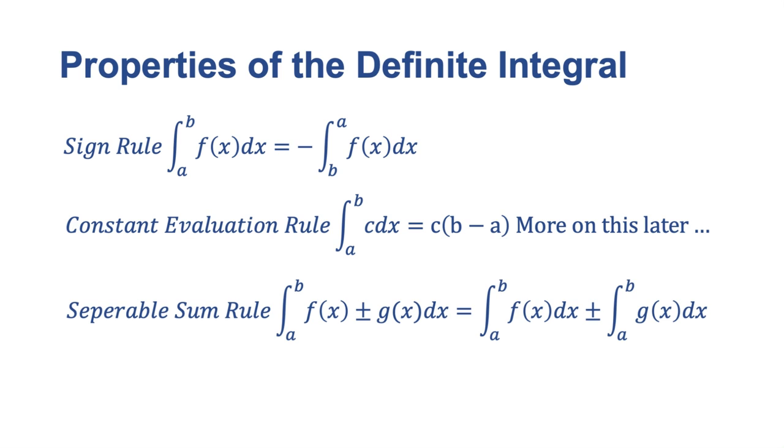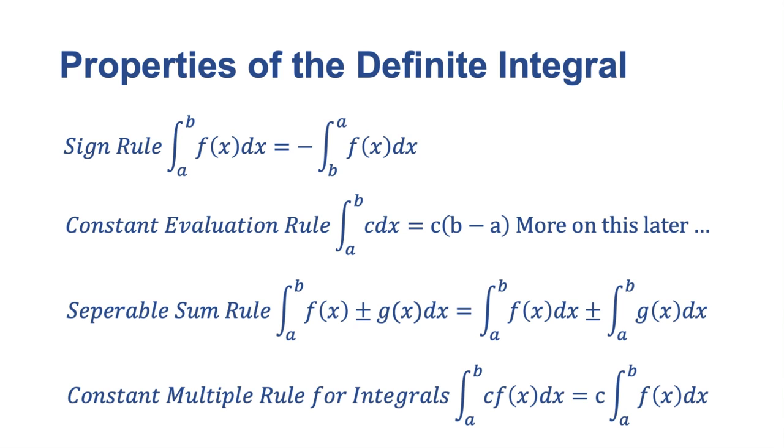Another rule that we have is the separable sum rule. So we can separate integrals of sums and differences of functions. So if I have the integral from a to b of f of x plus or minus g of x dx, that's equal to the integral from a to b of f of x dx plus or minus the integral from a to b of g of x dx.